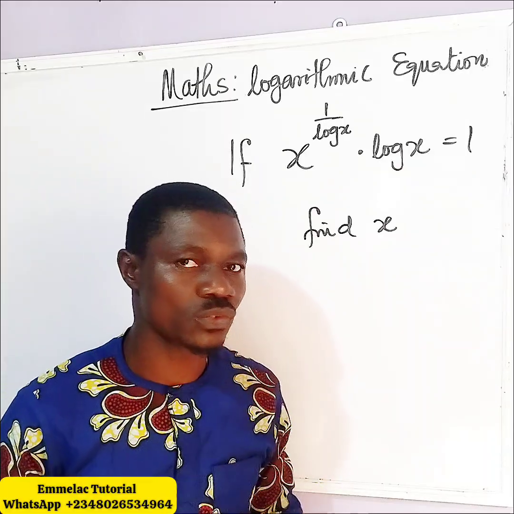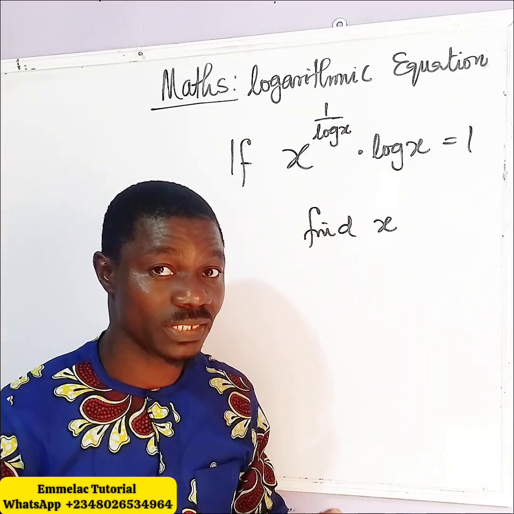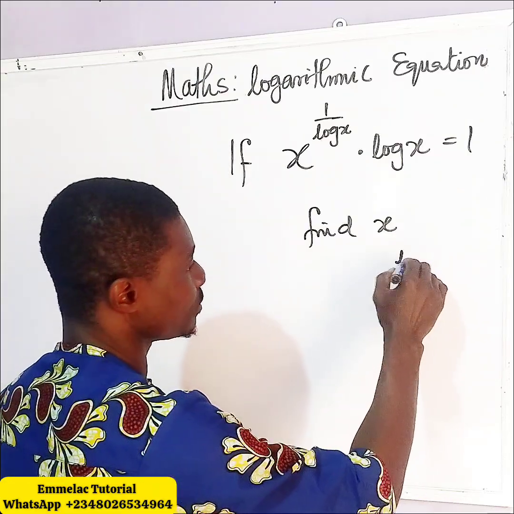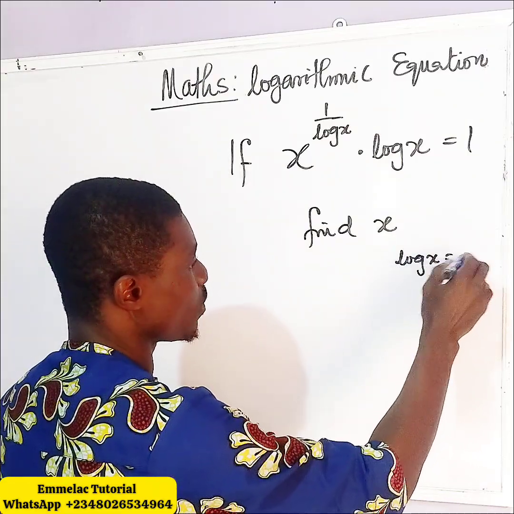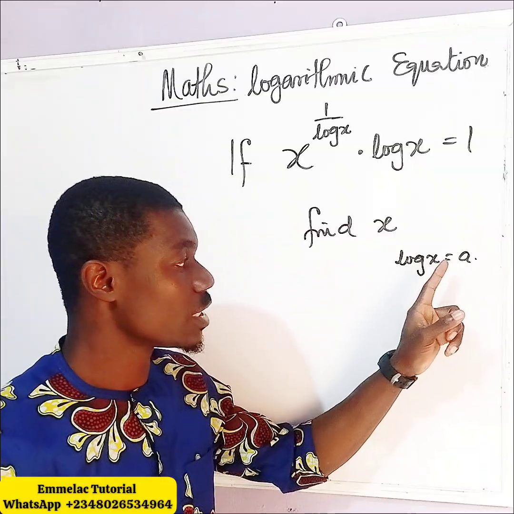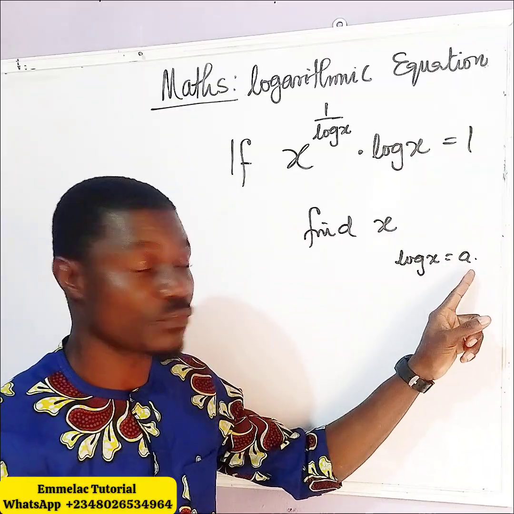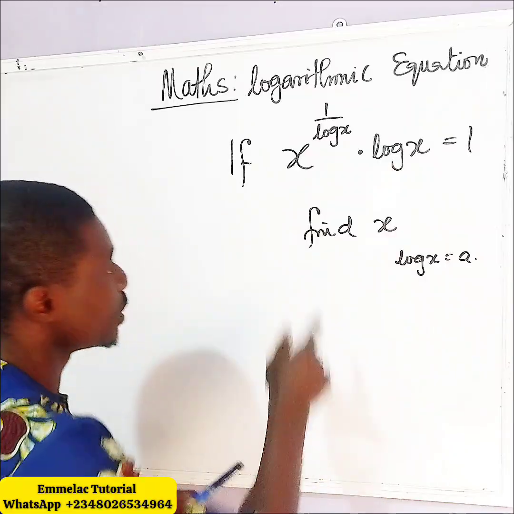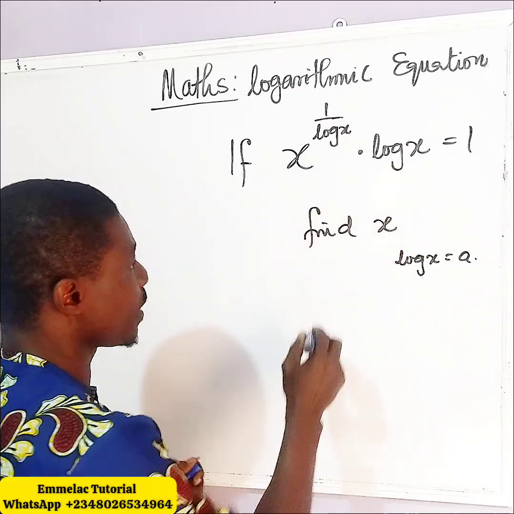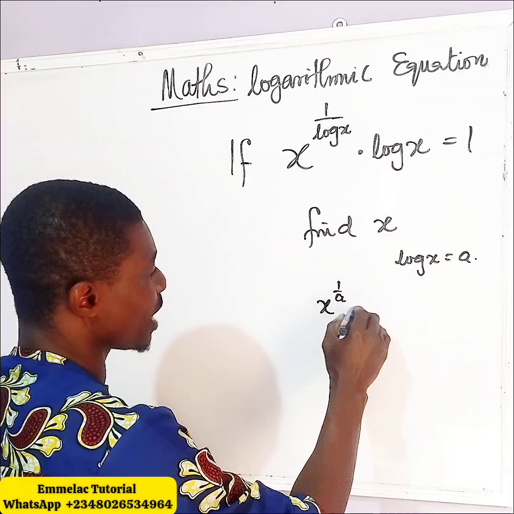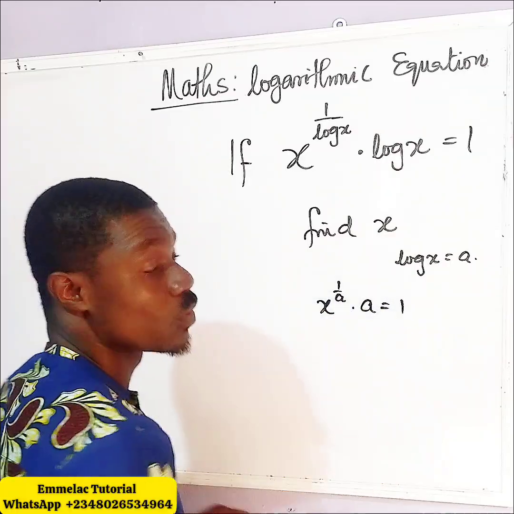Now for us not to complicate our issue, let's do this. Let's make log x equals a. Which means wherever you see log x, replace it with a. And remember, we are dealing with log. Okay? So the whole of this equation here becomes x raised to the power of 1 over a, then times a equals 1.